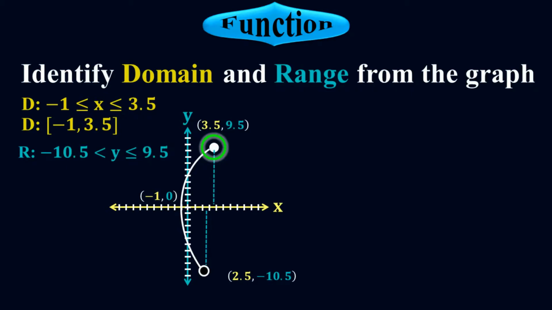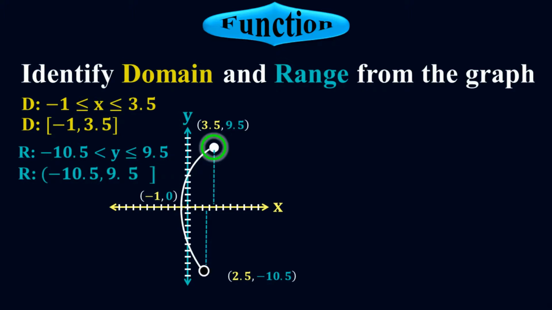Y is greater than negative 10.5, equal to or less than 9.5. Y is greater than negative 10.5. Negative 10.5 is not included because of the empty circle. Less than or equal to 9.5, including 9.5 because of the filled-in circle. For the negative 10.5, I have only the inequality sign. I don't have the equality sign. But for the 9.5, I have the equality sign as well because of the filled-in circle.